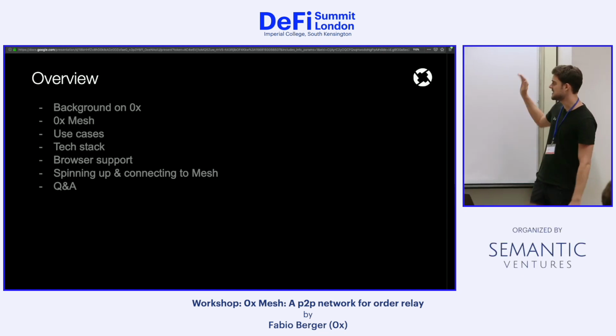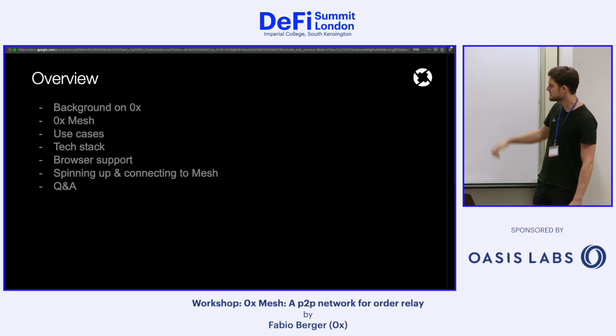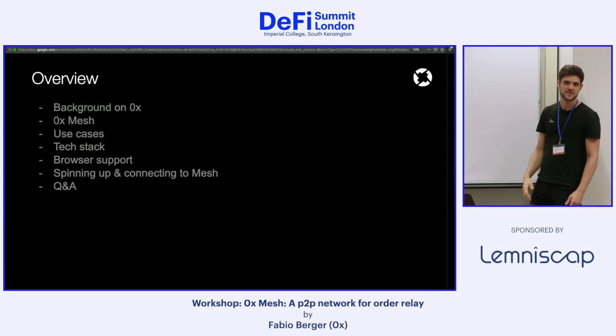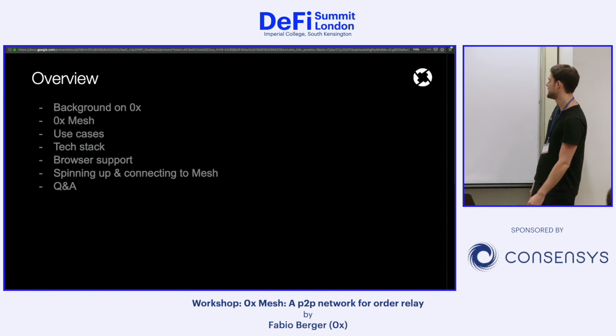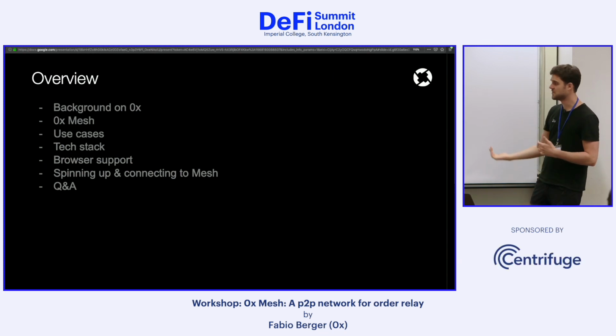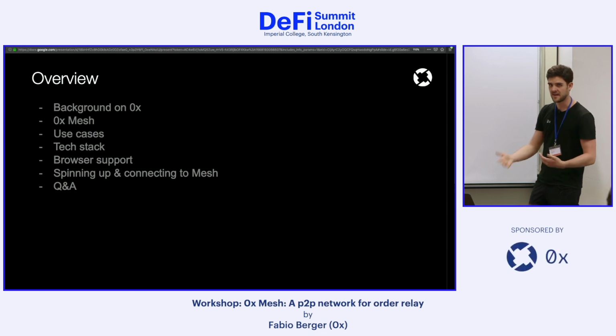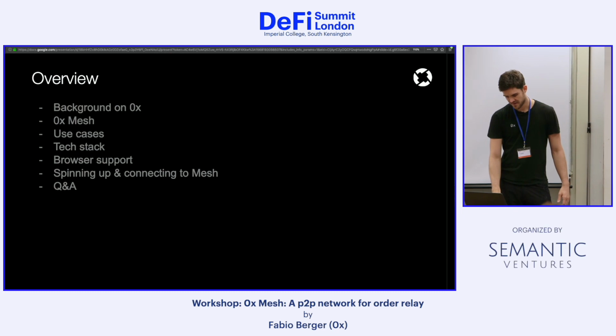So just an overview of the presentation. I'm just going to give a bit of background on 0x. Then I'm going to talk about 0x Mesh, how it works, what it's good for, talk about some use cases from different entities in the ecosystem, dive into the tech stack, talk about this feature that we're really excited about, which is browser support, the ability to actually run this node in a browser. And then we're going to get into the workshop part, and we'll actually spin up a mesh node, connect to it via its JSON RPC interface, and play around with it. And in the end, we'll have, I think, a lot of time for Q&A.